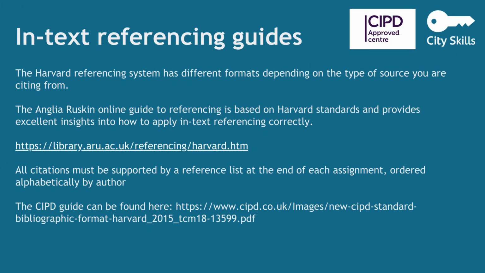In-text referencing guides. The Harvard referencing system has different formats depending on the type of source you are citing from. The Anglia Ruskin Online Guide to Referencing is based on Harvard standards and provides excellent insights into how to apply in-text referencing correctly. All citations must be supported by a reference list at the end of each assignment, ordered alphabetically by author. You can find links to these below.